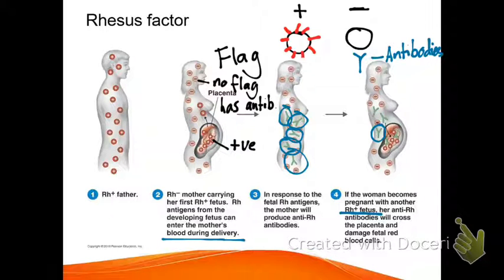Okay, these antibodies will then go and attack the cells of the fetus, causing damage to the blood cells. And that can be a major problem for the fetus. Whether it can cause death or not, I'm not entirely sure. Okay, maybe look that one up.